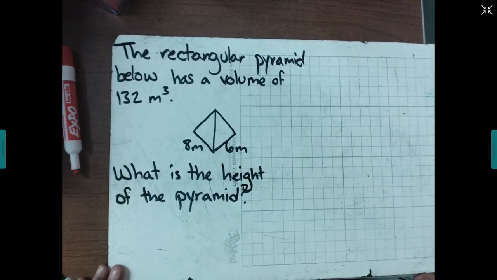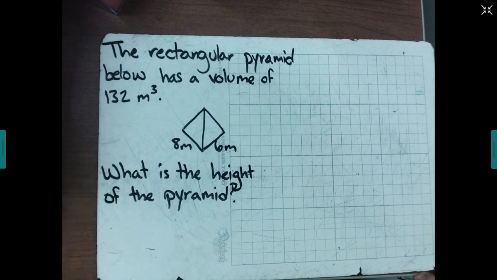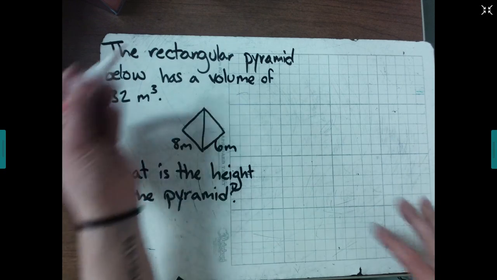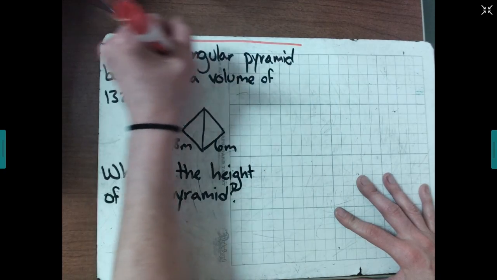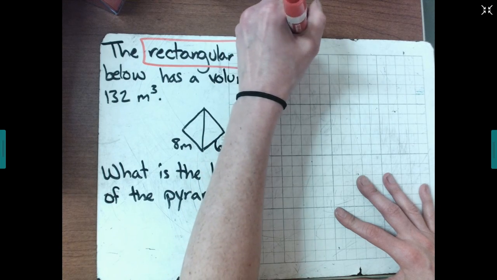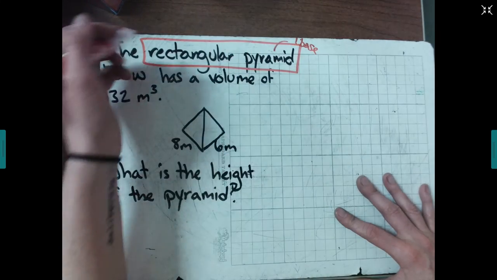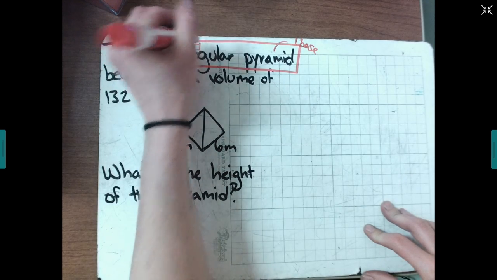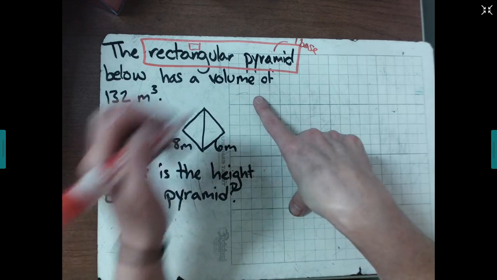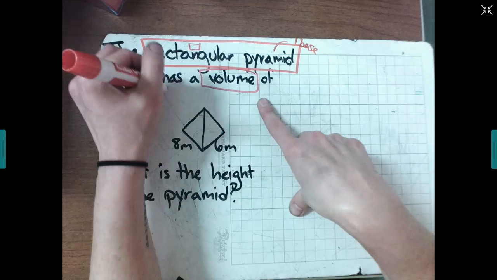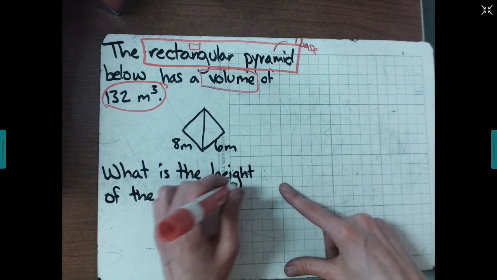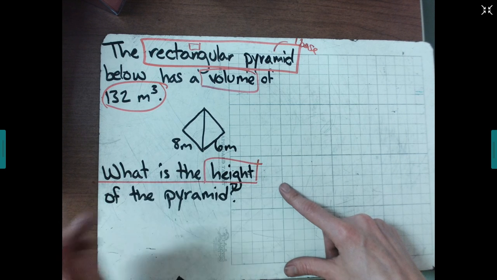The rectangular pyramid below has a volume of 132 cubic meters. What is the height of the pyramid? All right, the rectangular pyramid has a volume. Okay, so we have a rectangular pyramid. Pyramid means I have one base, and it's a rectangular one. So I'm going to draw a little rectangle to remind myself. I already know the volume. The volume is 132 cubic meters. I'm wondering, well, what is the height of this pyramid?